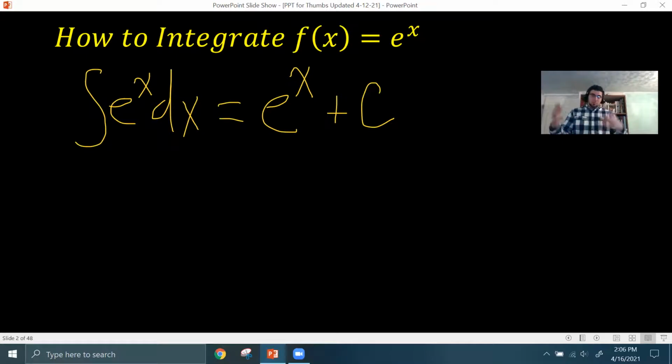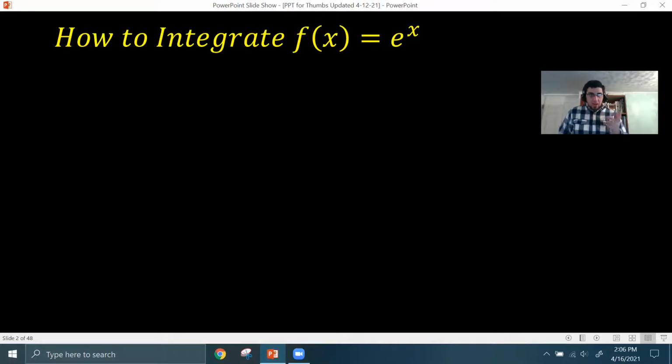Now, there's only so many you could do like this. I mean, you could put a constant in front of it and have 4 times e to the x, and the antiderivative would be 4 times e to the x plus c. What gets fun and interesting is whenever you have a substitution problem involved.